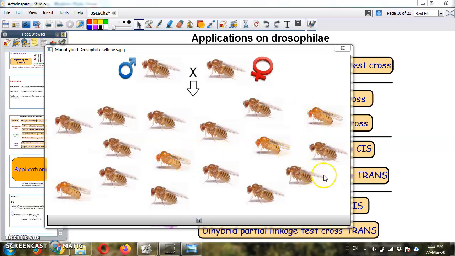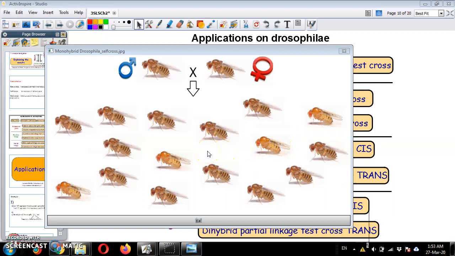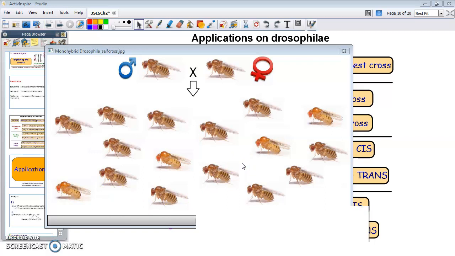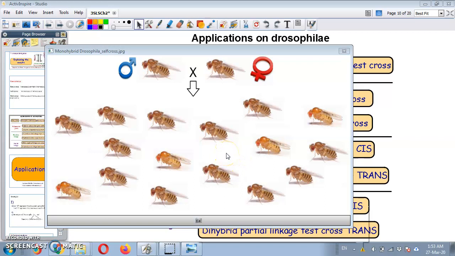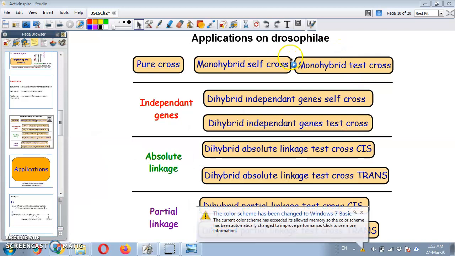12 brown Drosophilas, which constitute three-quarter of the offsprings, and one quarter of the offsprings will be orange. So these results are represented by the case of self-cross. So self-crossing gives results 75% to the dominant phenotype and 25% for the recessive phenotype. It's also the case of monohybridism.